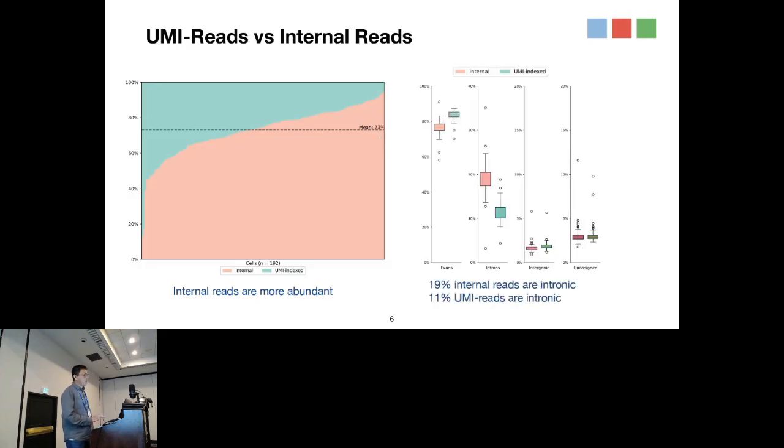We then compare their locations. We align reads to different locations like exons, introns, intergenic, or unassigned. And we observe a big difference for the reads that are aligned to intron regions. 19% of the internal reads are intronic, but only 11% of the UMI reads are intronic.